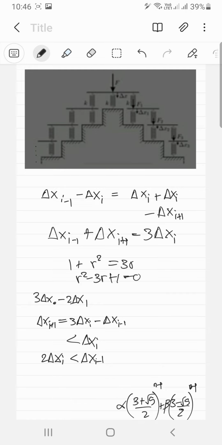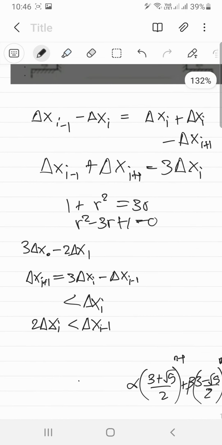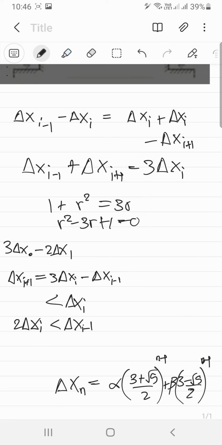Hey, we know what happens at infinity. So at infinity, this thing is our delta x_n. So delta x infinity will be alpha times (3 plus square root 5 upon 2) to the power of infinity minus 1, plus beta times (3 minus square root 5 upon 2) to the power of infinity minus 1. You can notice that this thing is bigger than 1, this thing is less than 1. The only way for that force to approach 0 is if this thing is 0. So from it you can say alpha should be 0 for this to happen. So this is gone. You can just say delta x_n is equal to beta times (3 minus square root 5 upon 2) to the power n minus 1. Cool. And oh, geometric progression, huh? Nice.